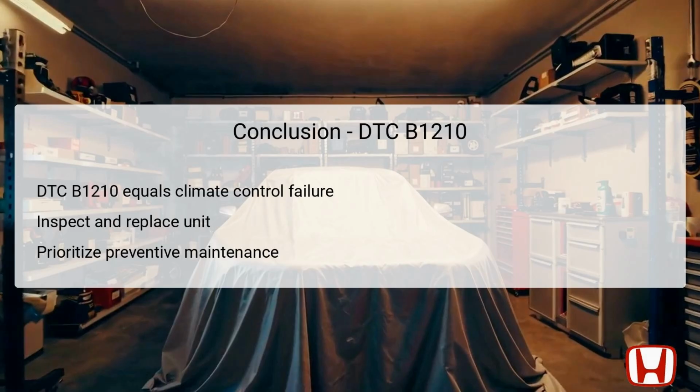In conclusion, DTC B1210 indicates a significant climate control system failure that requires immediate attention. Understanding the critical roles of the climate control unit and its internal ECU helps in navigating the troubleshooting process effectively. Inspecting the unit and ensuring all electrical connections are intact are essential steps to identify the issue accurately. If a fault is confirmed, replacing the climate control unit with an OEM part will restore functionality.